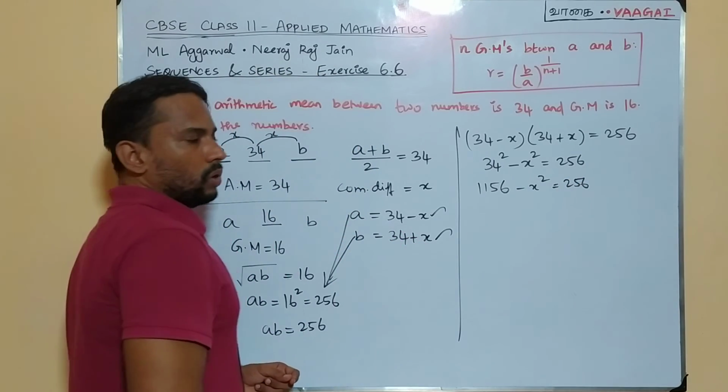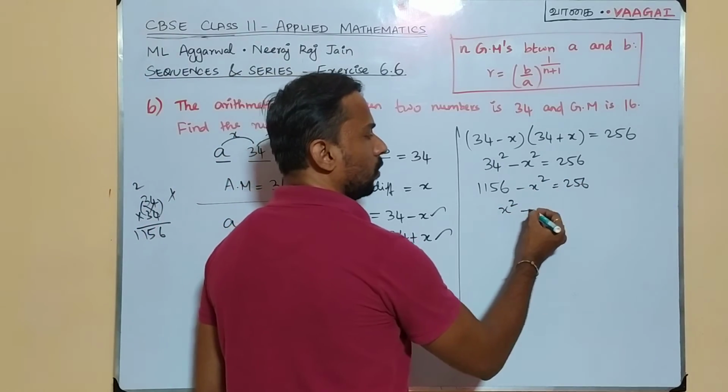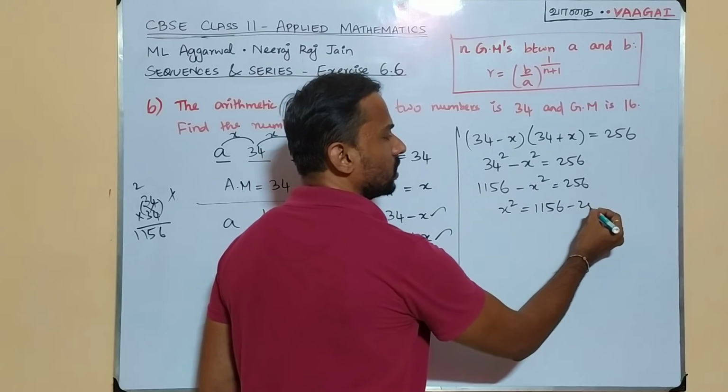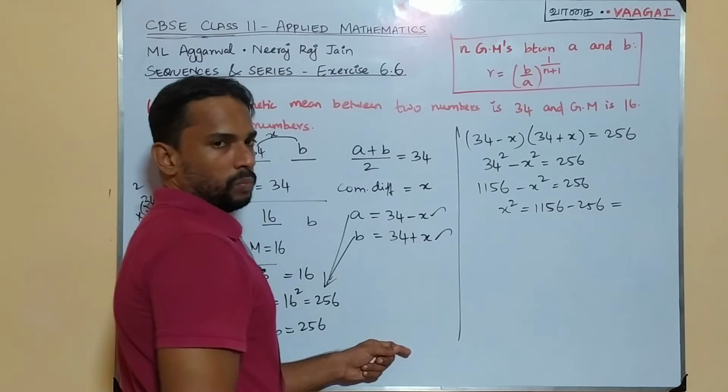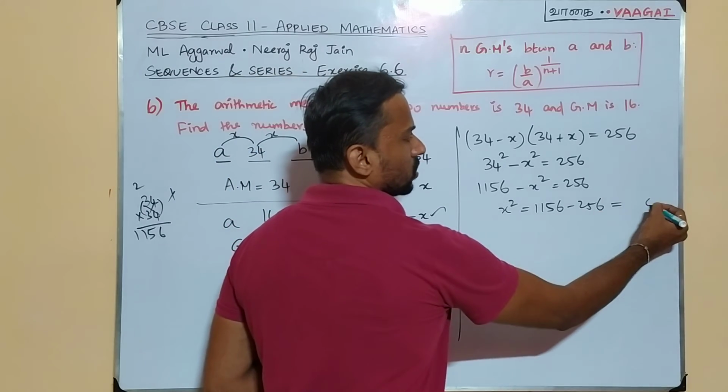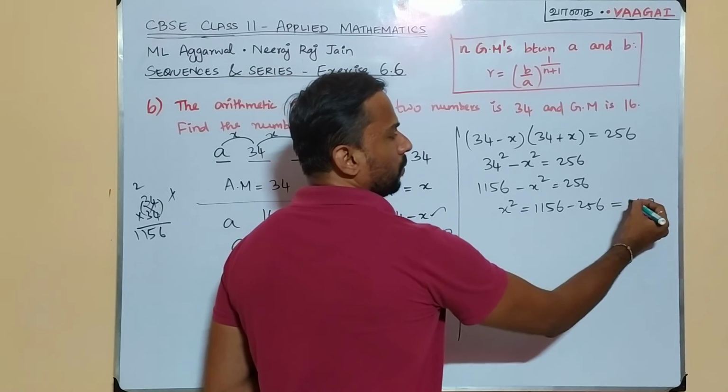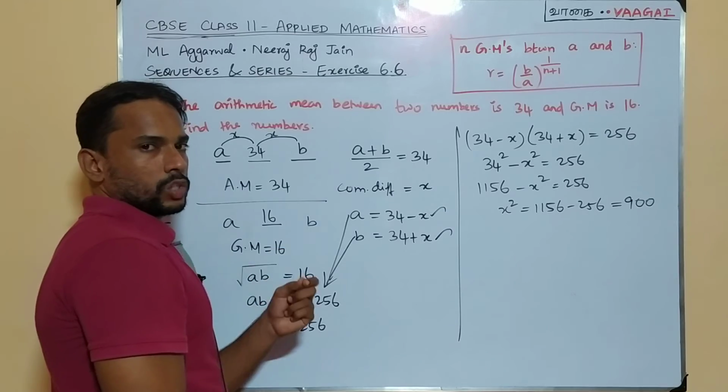Now what can we do? We can find the value of x square. So x square will be equal to 1156 minus 256. And this is exactly equal to how much? 56 minus 56 is 00, 11 minus 2 is 9. So 900. We are getting x square equal to 900.